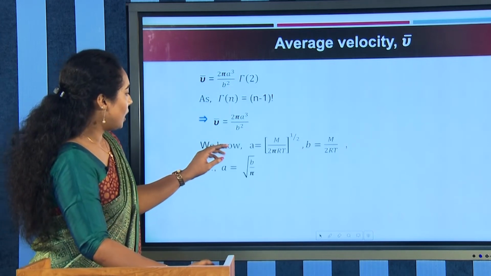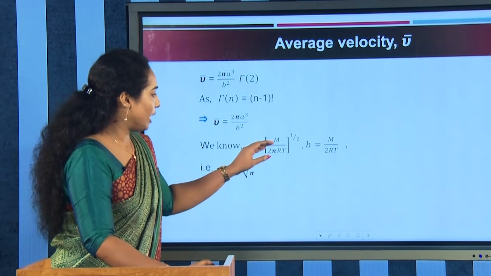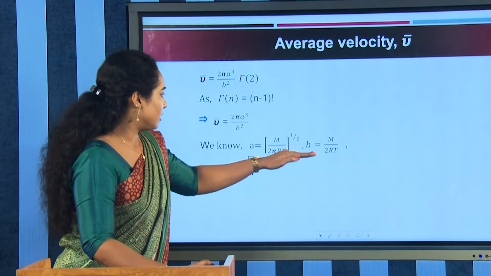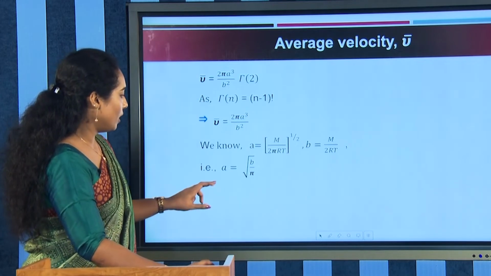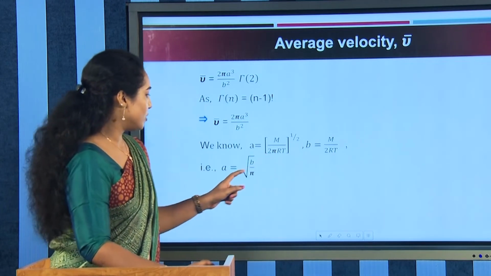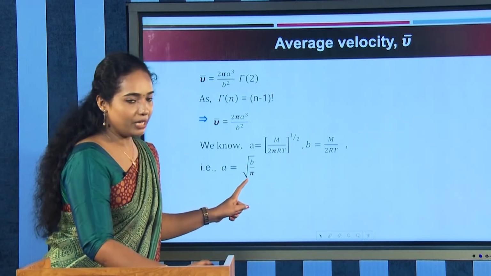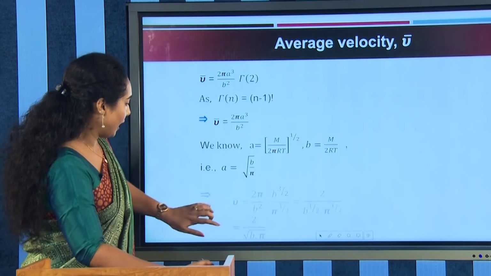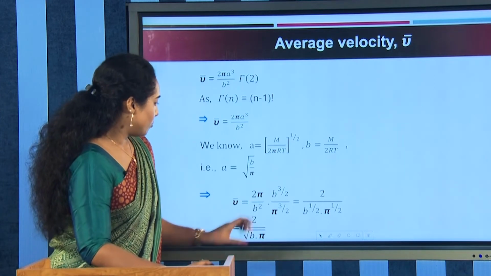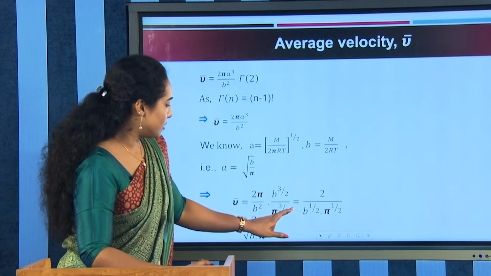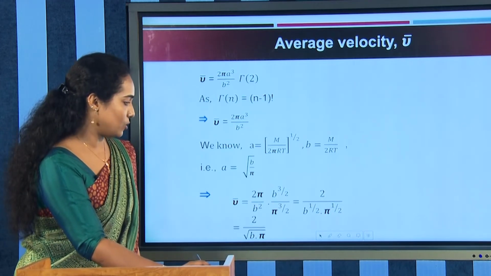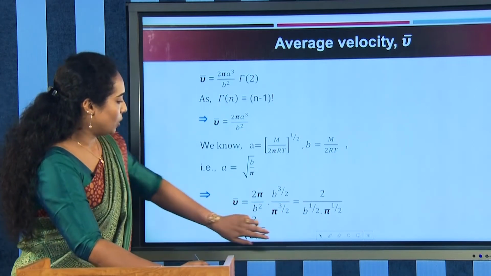Okay. And now, we know that we have substituted at the first a equal to (m divided by 2 pi r t) raised to 1 by 2 and b as m divided by 2 r t. So, we are taking this into our equation so as to get the final form. Also, a can be written in terms of root of b by pi, because when we relate these two equations, the difference is that a is equal to root of b by pi. So, substituting this value for a, we can get mu bar is equal to 2 pi over b square into b raised to 3 by 2 divided by pi raised to 3 by 2, because we are substituting for a cube. Common terms are cut off, and we get 2 divided by b raised to 1 by 2 and pi raised to 1 by 2. That means 2 divided by root of b pi.